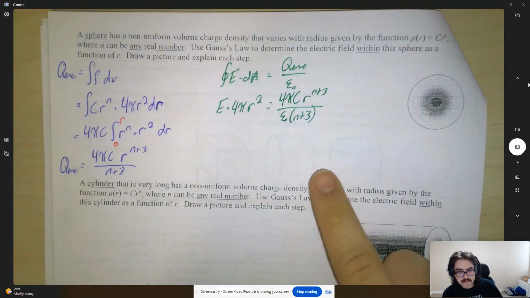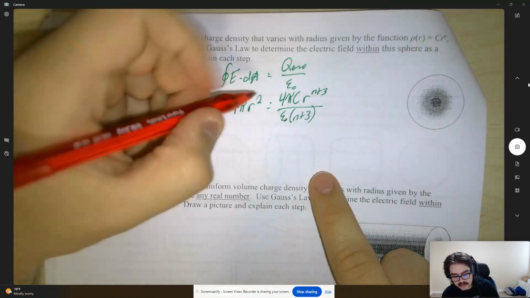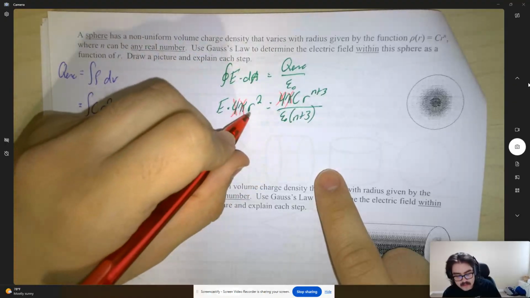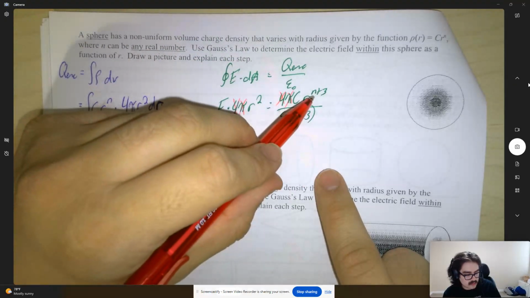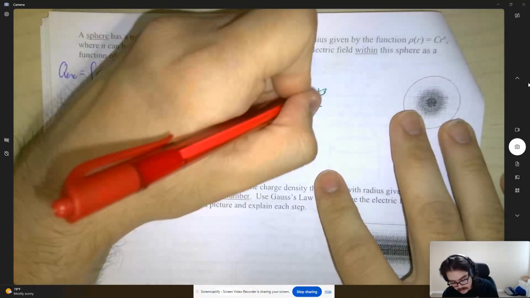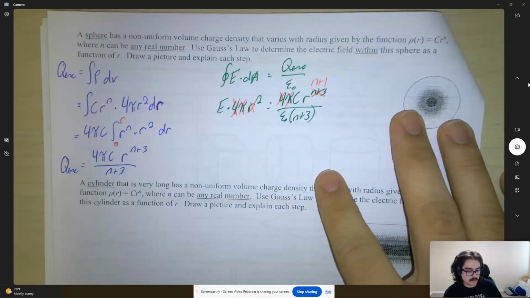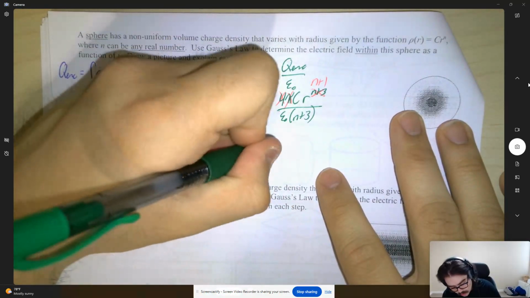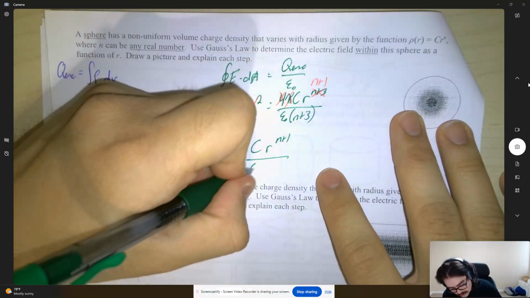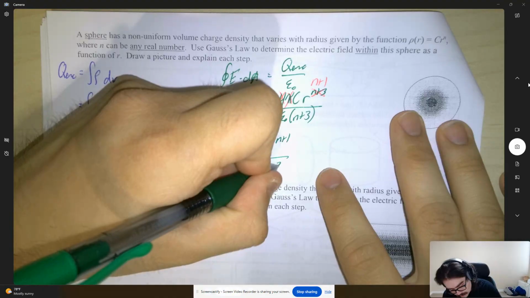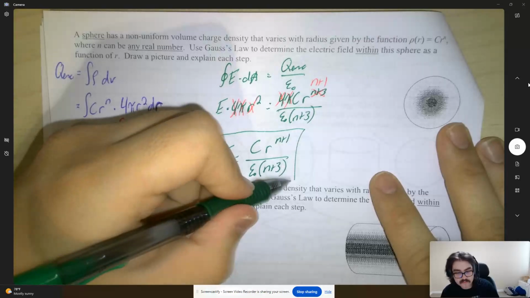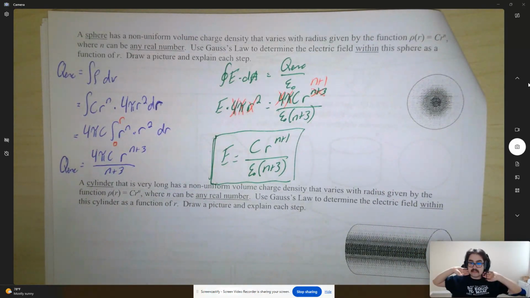And thankfully, there's quite a bit of stuff that can cancel out here so that we don't have to actually divide everything, because this may be a mess. 4 cancels out, pi cancels out, and then we have r squared. That'll actually cancel out here to give us n plus 1 in the exponent. And this ends up being the electric field is equal to C r to the n plus 1 over epsilon naught times n plus 3. So that is going to be my electric field for that. Notice how I did step by step, just like in the organizer, but I didn't actually have to use the organizer for that.